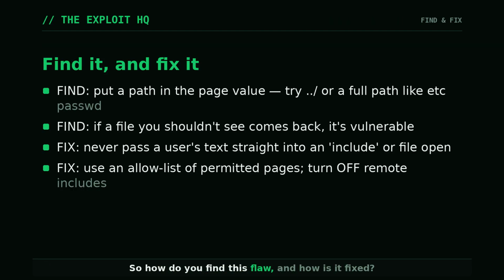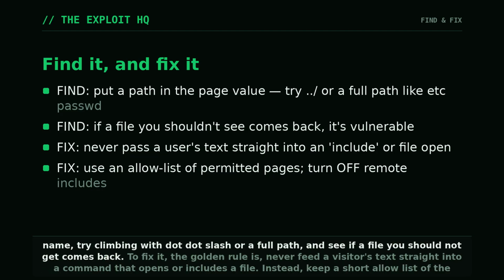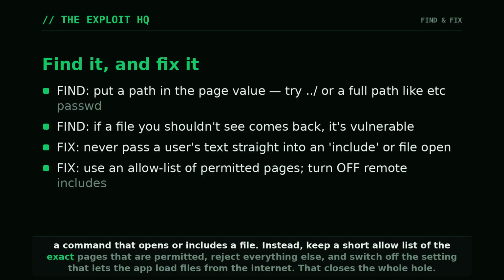So how do you find this flaw, and how is it fixed? To find it, you do exactly what we did. Put a path where the app expects a page name, try climbing with ../ or a full path, and see if a file you should not get comes back. To fix it, the golden rule is, never feed a visitor's text straight into a command that opens or includes a file. Instead, keep a short allow list of the exact pages that are permitted, reject everything else, and switch off the setting that lets the app load files from the internet. That closes the whole hole.